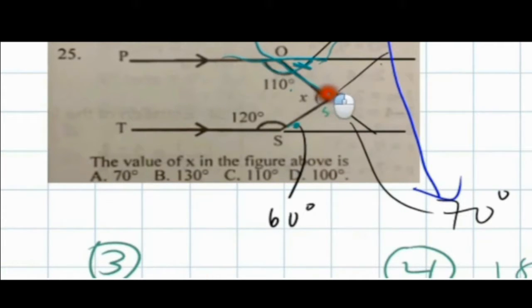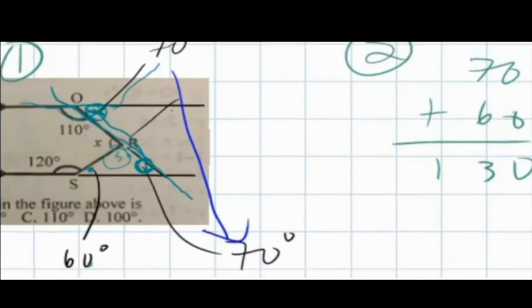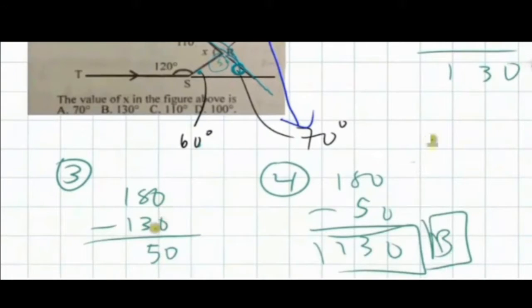And then because this diagonal is crossing through the two parallel lines, this being 70 degrees makes this angle also 70 degrees. Okay, so that helps me out a lot more. So now I know that this is 60 and this is 70, making this final angle here 50. That's because 70 plus 60 is 130, and 180 minus 130 is 50.